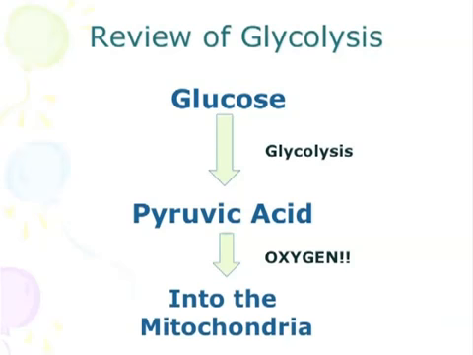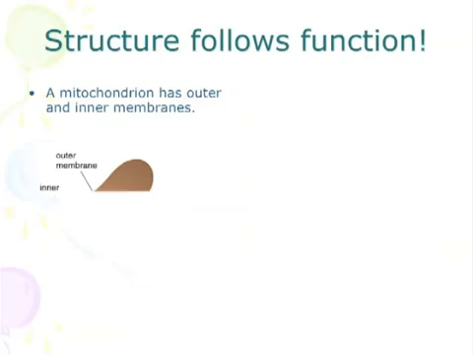Glycolysis takes place in the cytoplasm because glucose is too big to just diffuse into the mitochondria, so you need to use energy. So that you are more efficient, they break it down into pyruvic acid, which can easily diffuse into the mitochondria, and away we go.